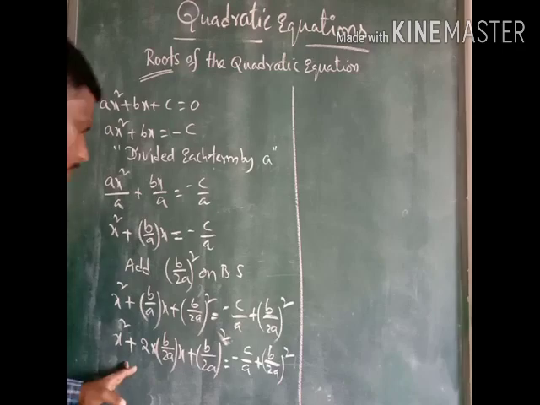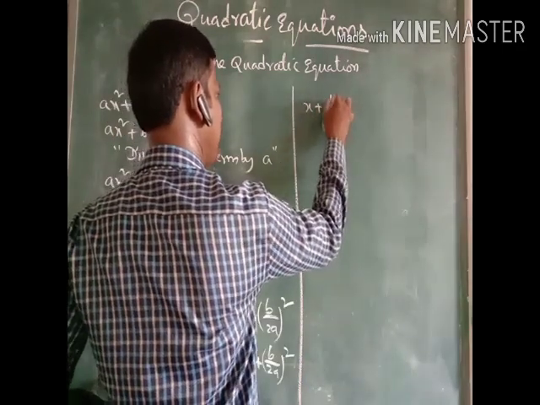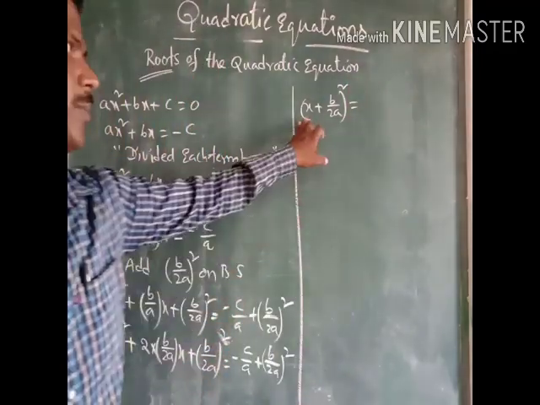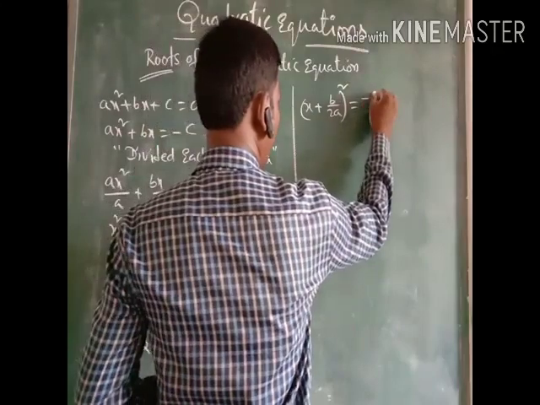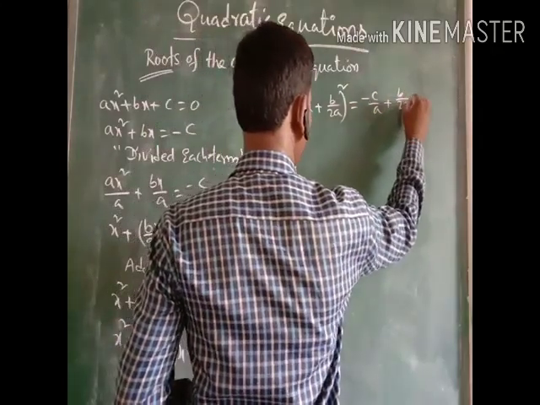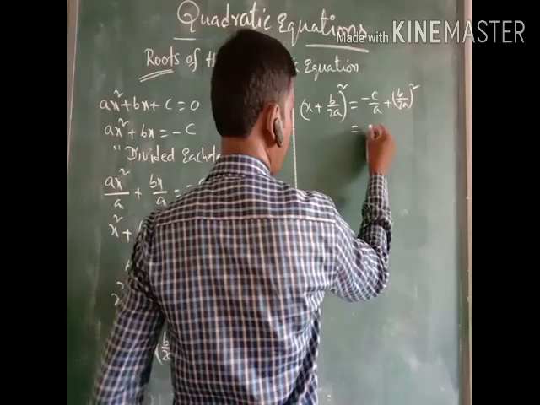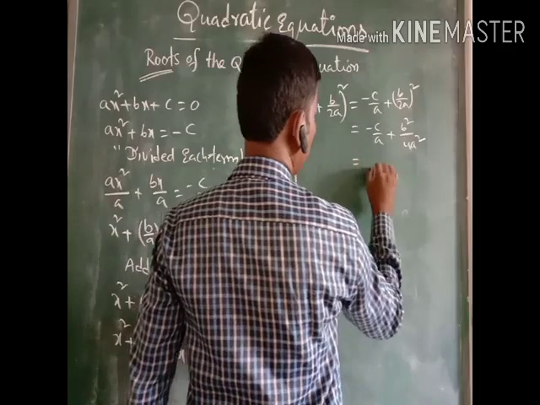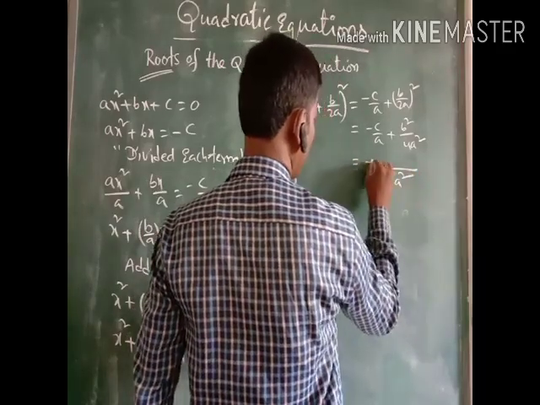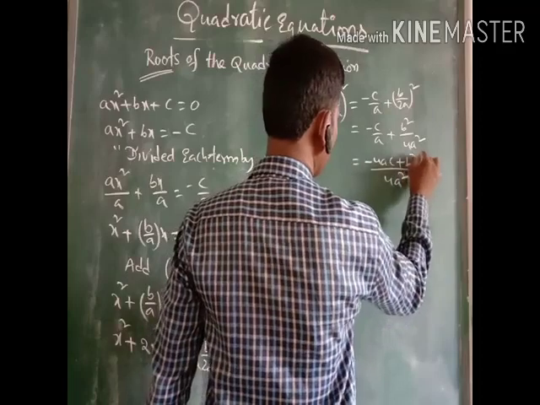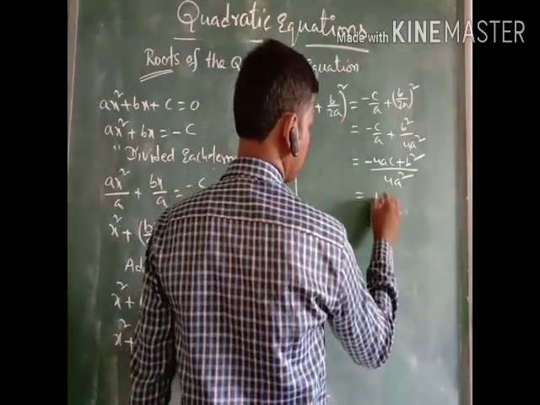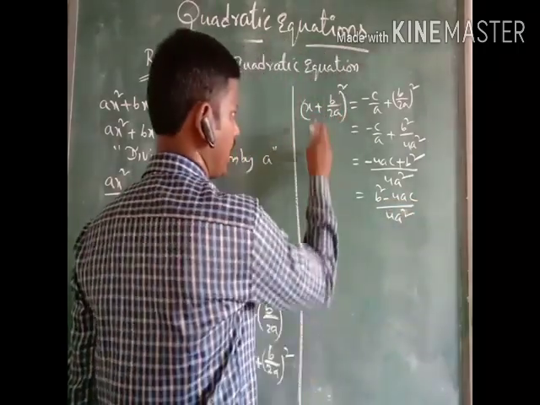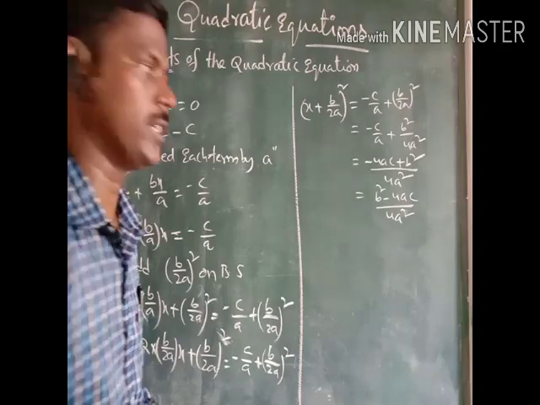Okay, children. Next, simplify. This is how to write (x + b/2a) whole square, because of the formula (a + b) whole square = a² + 2ab + b². So x² + b/a x + b²/4a² equals minus c by a plus b square by 4a square. Find the LCM 4a²: b² minus 4ac by 4a². This is the value of (x + b/2a) whole square.